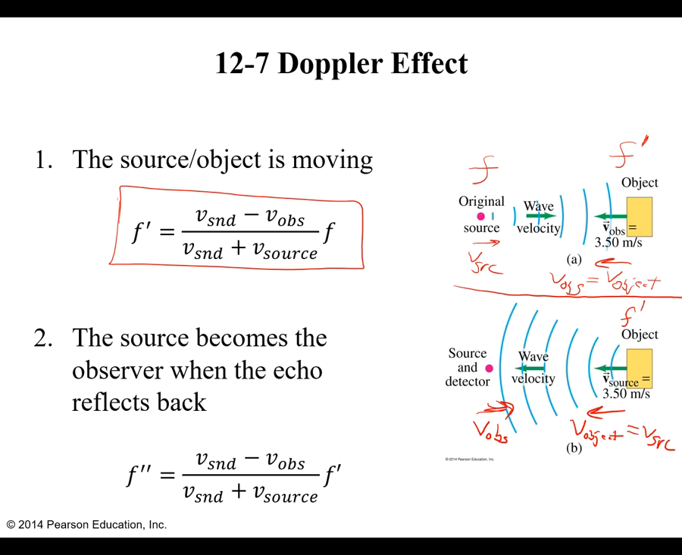But because of the motion of the detector or the object, that's going to produce a second Doppler shift. So you get an f double prime. You follow exactly the same equation. It's just that now the source of this particular sound wave is f prime, and the observed would be f double prime.